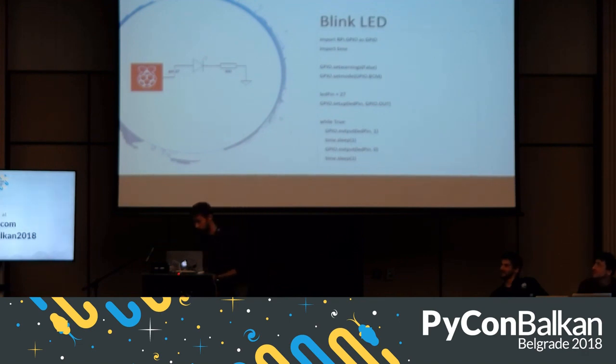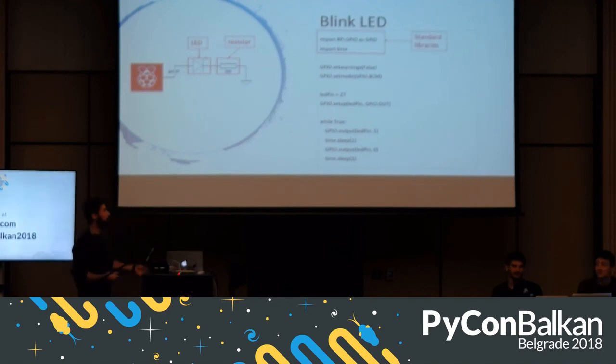So this is the code that you would use to blink an LED. If you're coming from software development, this is like your hello world. This is the first program that you learn. And so let's go quickly through it. This is the electronic schematic, how it looks. So you have your Raspberry Pi, and it's connected to an LED, and then it's connected to a resistor, and then to the ground.